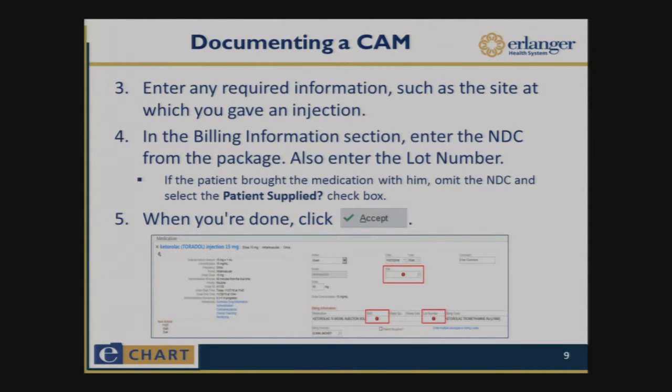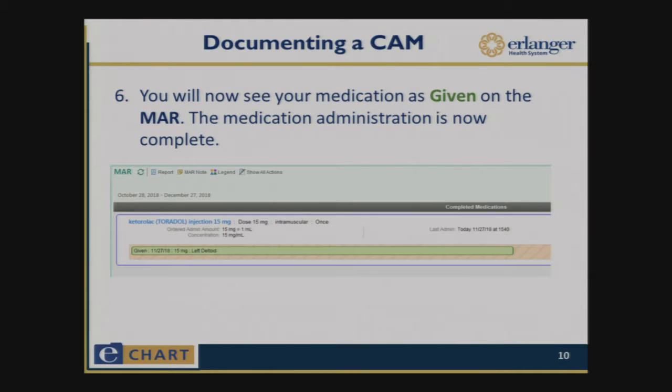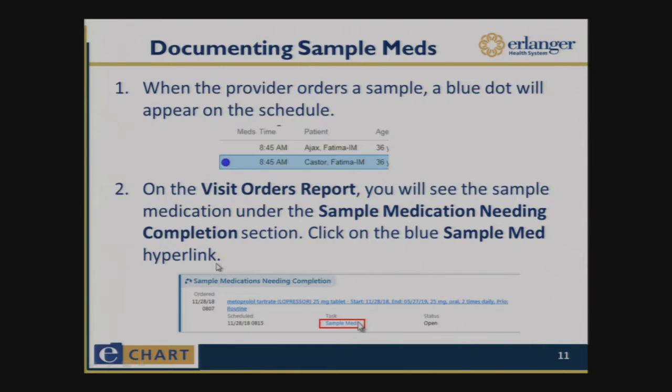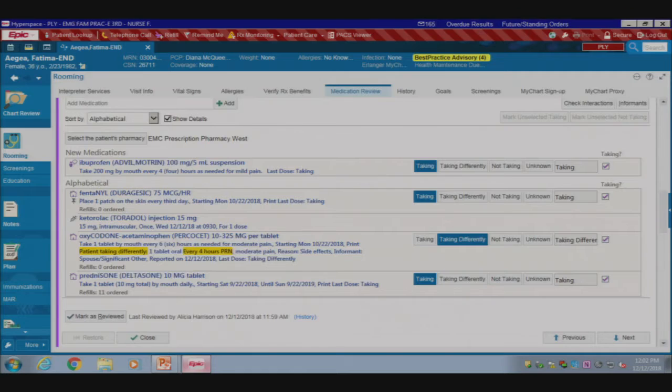So once you're done documenting that information, you'll just click the Accept button in the bottom right-hand corner. Okay. Now that blue bar turns into a green bar, and it shows that it's given. Green in Epic usually means green is good. So it will show that it's given, and it will give all the information about that.